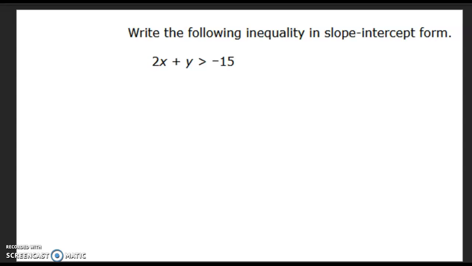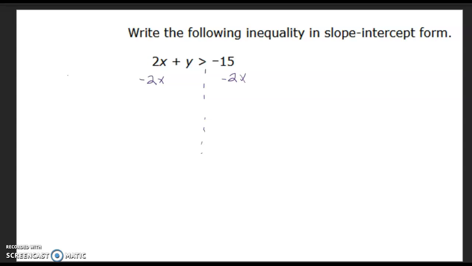Let's do another one. If you feel comfortable at this point, you don't even have to keep watching. I just wanted to do as many examples as I can for you. All right, so this one, we still need to get y by itself. And we're lucky, so y is not negative, so we're probably not going to have to flip the symbol at all. I like ones like that.